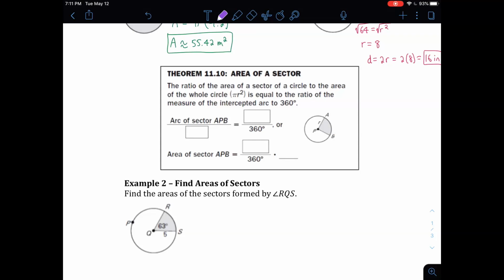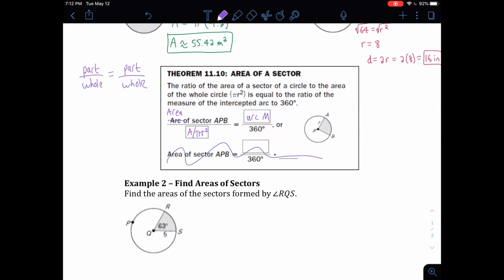So, area of a sector. Again, we are going to do part over whole equals part over whole. All right? So what this should say here, it should say area of the sector over area, or pi r squared, is going to be the same thing as the arc measure over 360. It's going to be proportional. It's going to be the same ratio, basically, all right?